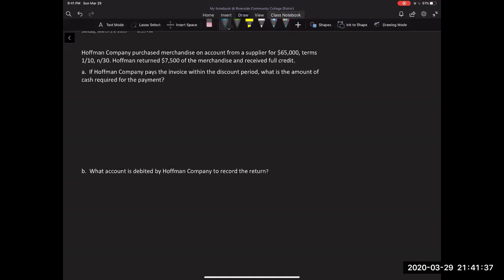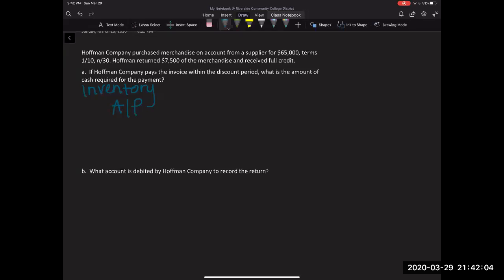So again, in our journal entry, we're going to do a debit to inventory. And our credit, because it's on account, means accounts payable. Now, what amount exactly should we record? As previously mentioned in a prior video, we're always going to record this transaction with the discount included. Otherwise, we would be leaving money on the table.